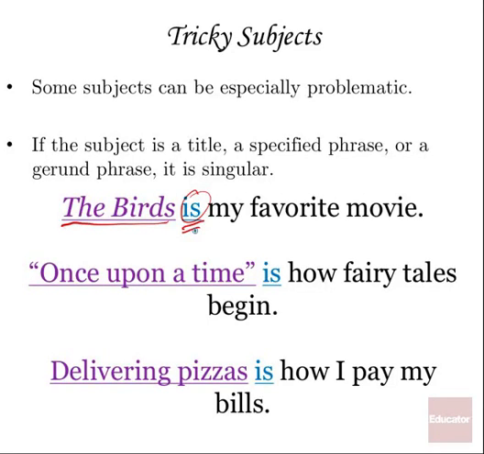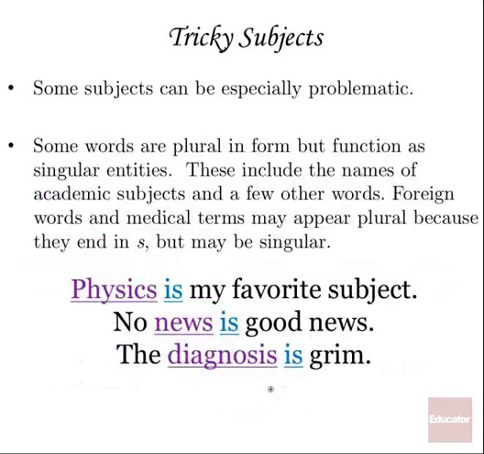Once upon a time, a specified phrase, is how fairy tales begin. Once again, we're using once upon a time as a single unit, a quoted phrase, so it uses a singular verb. And delivering pizzas, a single activity, is how I pay my bills. It's a gerund, it's one activity, so we treat it as singular.